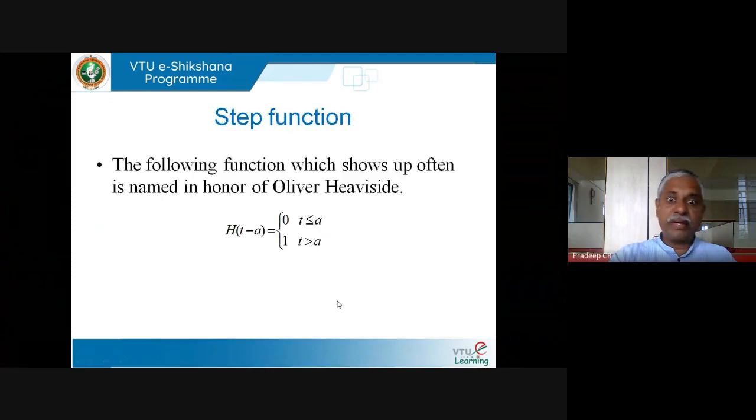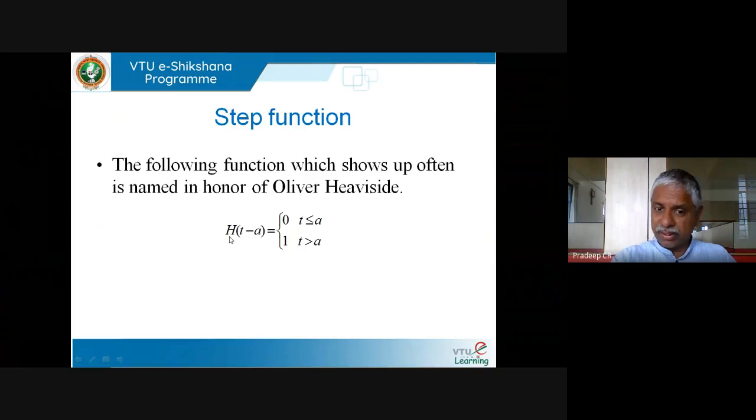Now, there is one more very important kind of function which we will keep meeting pretty often, that is named after Oliver Heaviside. He's a British electrical engineer. The notation is not very standard for mathematicians, but he's an engineer and he used it, and it's of course very useful, so everybody uses the same notation.